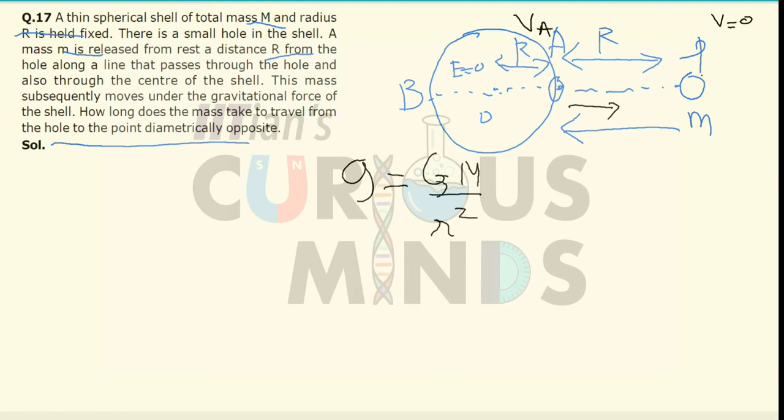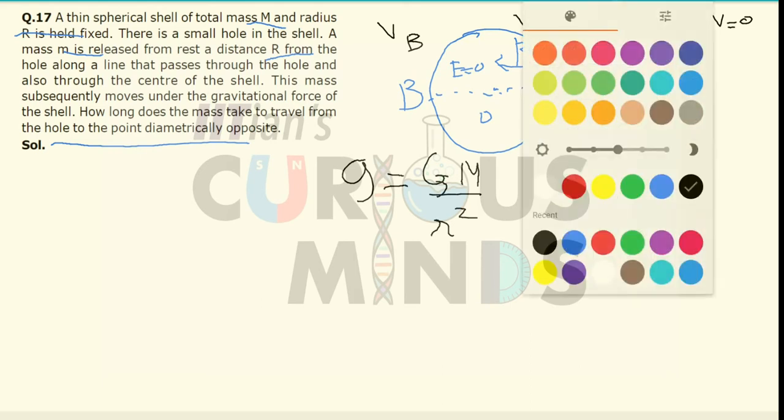We have to find the velocity VA, because VA will be equal to VB, since there is no acceleration or deceleration inside the shell. VA will be equal to VB. So small g, the acceleration due to gravity, will be equal to GM divided by r square.